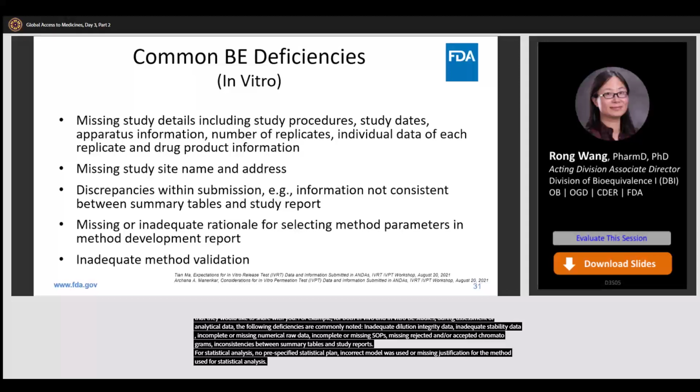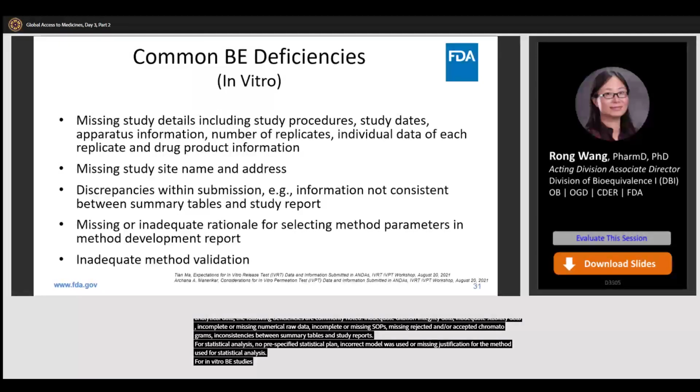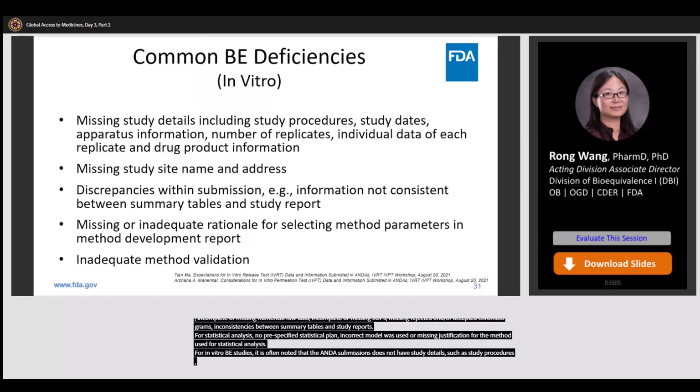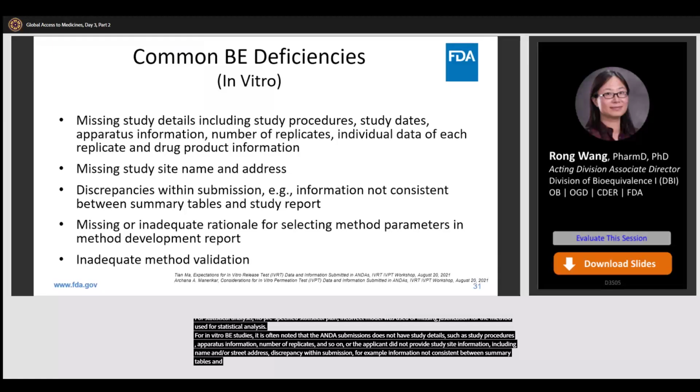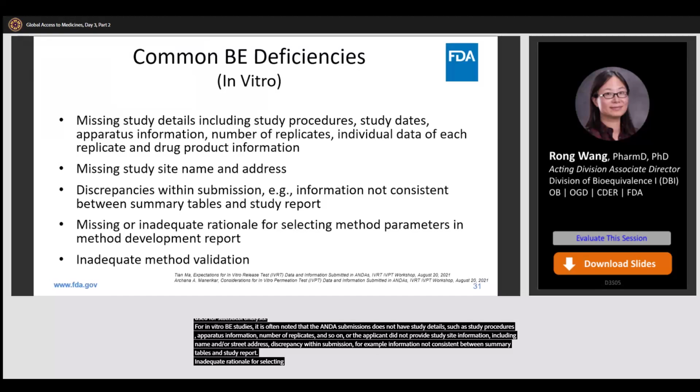For in vitro BE studies, it is often noted that the ANDA submission does not have study details such as study procedures, apparatus information, number of replicates, and so on, or the applicant did not provide study site information, including name and/or street address. There are also discrepancies within the submission, for example, information not consistent between summary tables and the study report, inadequate rationale for selecting method parameters in the method development report, or inadequate method validation.